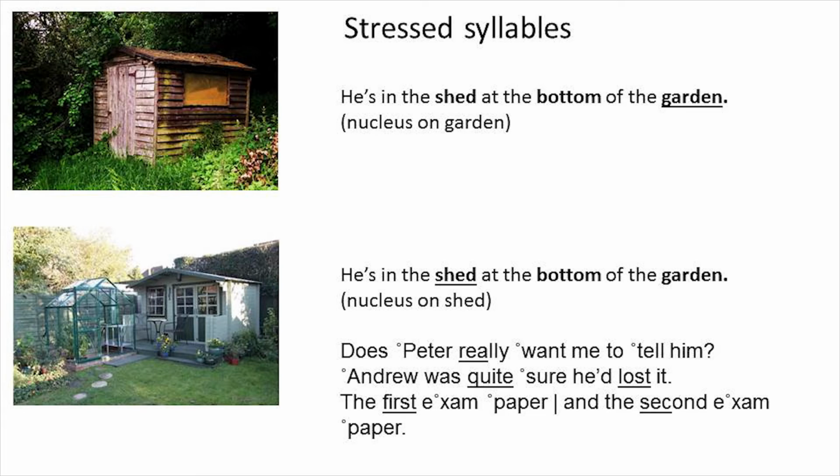Finally, let's look at some examples of stressed but unaccented syllables. In these examples from John Wells's book on intonation, we've underlined accented syllables and put a raised circle in front of the other stressed syllables, those which are unaccented.